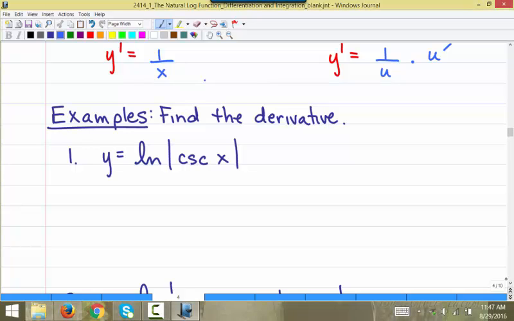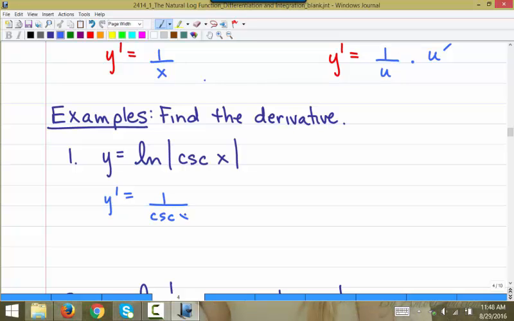Find the derivative. y equals natural log absolute value cosecant x. Do those absolute values, does it really matter if it's there or not? No. Same rule. Okay, y prime equals 1 over cosecant x, oh boy, times the derivative of cosecant x. It starts with a c, so I know it's negative. Okay, here we go. You ready? Here's y prime. Let's go do it in orange.